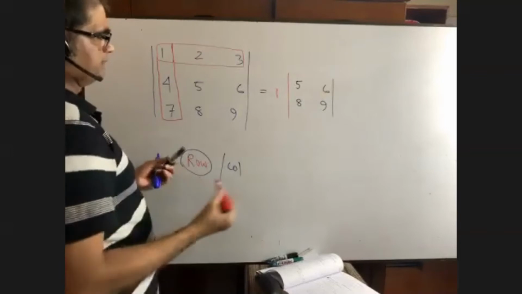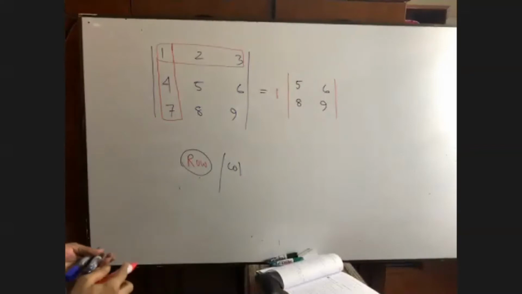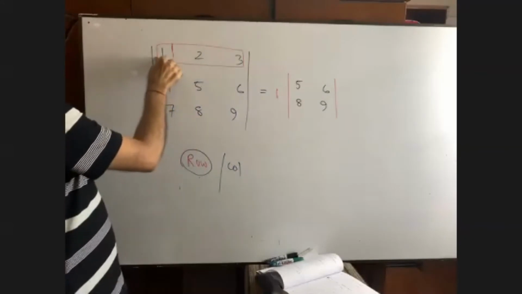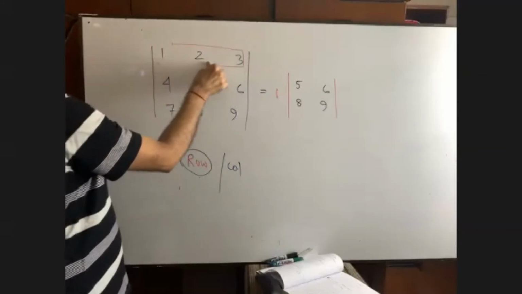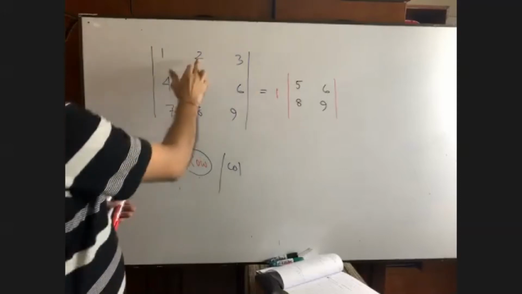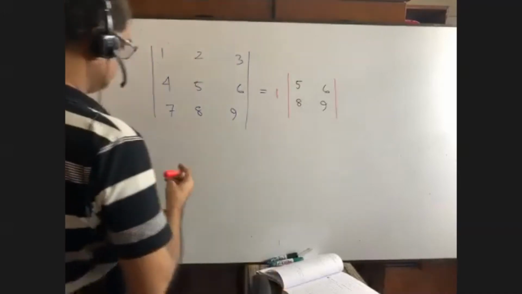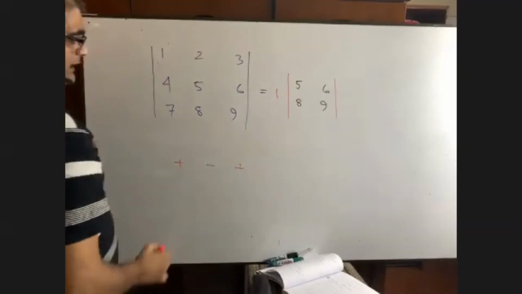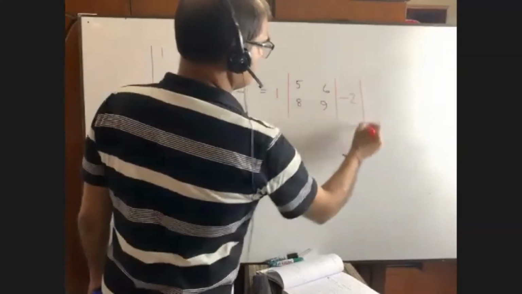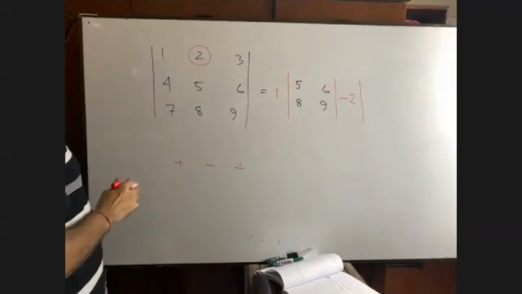Yes, sir. Okay. Now, suppose it has been done. Now I am going to consider the second entry of first row. That means I am going to consider this 2. What is the position value of this 2? Can you tell me please? Position value of this 2, what I told you, plus, minus, plus, right? So the position value is negative. So here -2. I am going to consider this one.